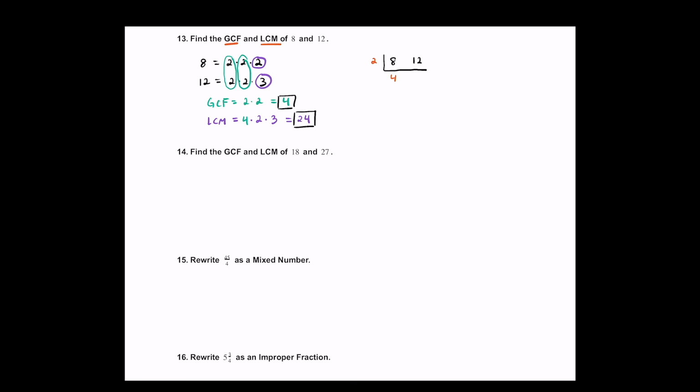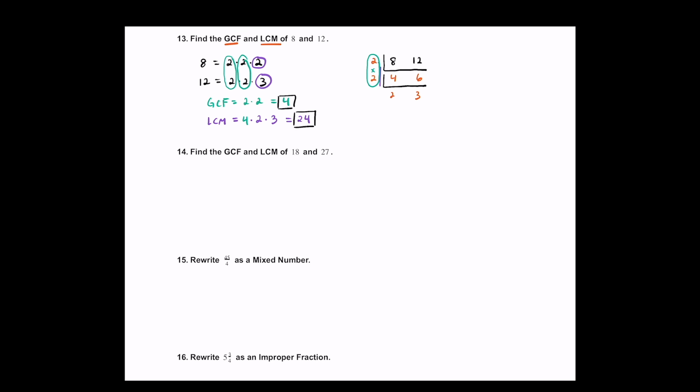2 goes into 12 6 times. You can then go ahead and do this again because 4 and 6 are not relatively prime. They have more common factors like 2. 2 goes into 4 2 times, and 2 goes into 6 3 times. At this point, 2 and 3 have nothing left in common besides 1, so this 2 and 2 gets you the GCF if you want to multiply.